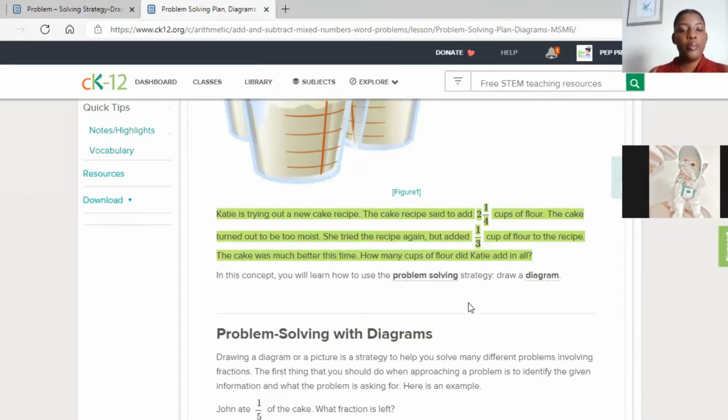So let's read over the problem once more to get an understanding. Kate is trying out a new recipe. The recipe said to add 2¼ cups of flour. The cake turned out to be too moist. She tried the recipe again, but added a 1/3 cup of flour to the recipe. The cake was much better this time. How many cups of flour did Kate add in all? Christina, did you read the problem? Yes, miss. Okay.